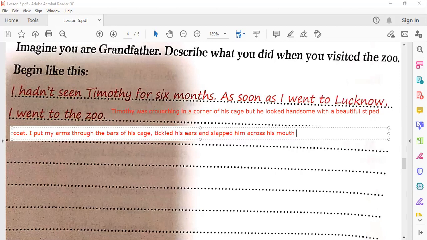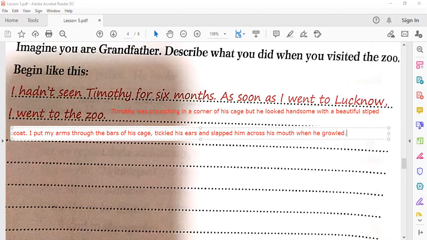Then what happened when he growled? When he growled, he just slapped him across his mouth.